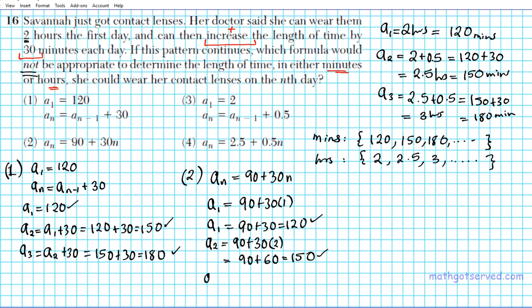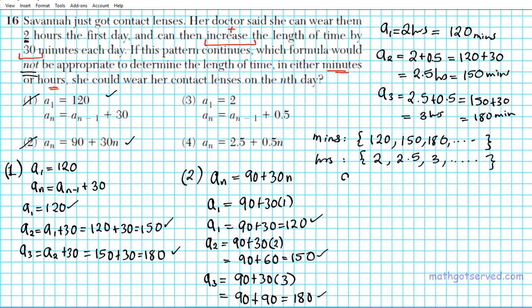Let's try the third one. So A3 is going to be 90 plus 30 times 3 because n is 3 in this case. Using your order of operations, multiply first before you add or subtract. 90 plus 90 is 180. Check. Question 2 is good. All right, so question 1 is good. Question 2 is good, which means they are not what we're looking for. Remember, we're searching for the one that does not work.